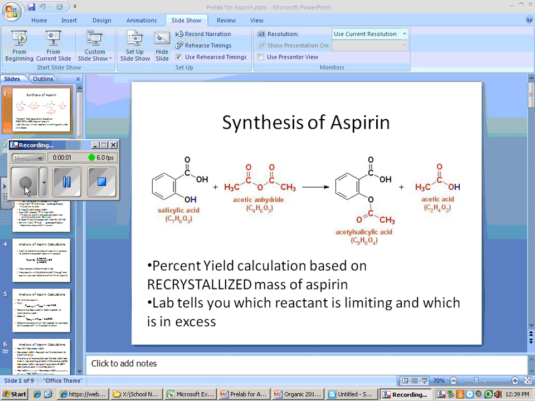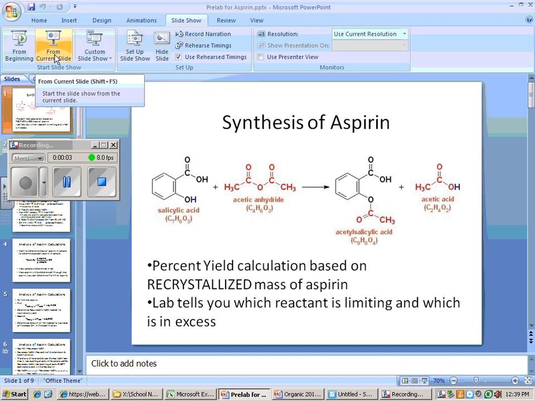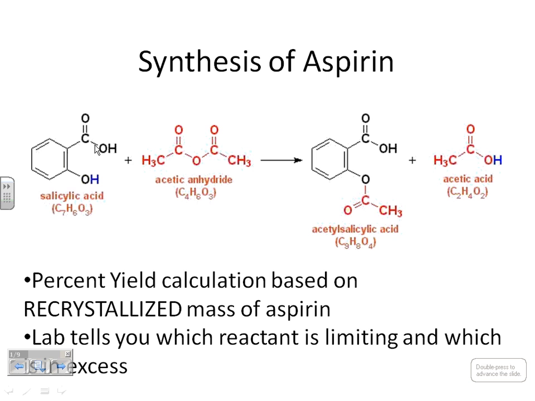Okay, welcome to the Aspirin lab pre-lab to give you the information on how to do the calculations and some general notes on the lab procedure in case you've been absent for one reason or another. The lab is divided into two parts. First of all, in the first part, lab 38, you're synthesizing the aspirin, and lab 39, you're analyzing it.